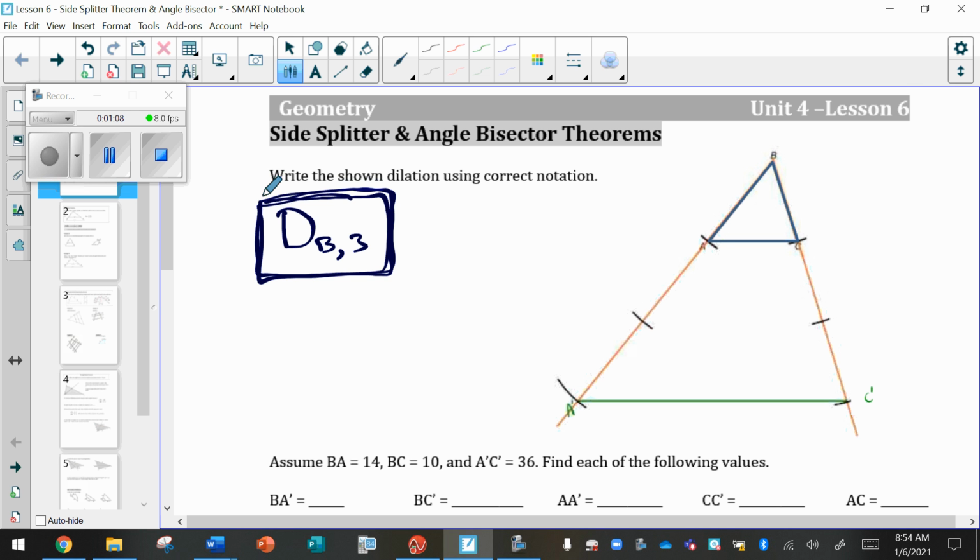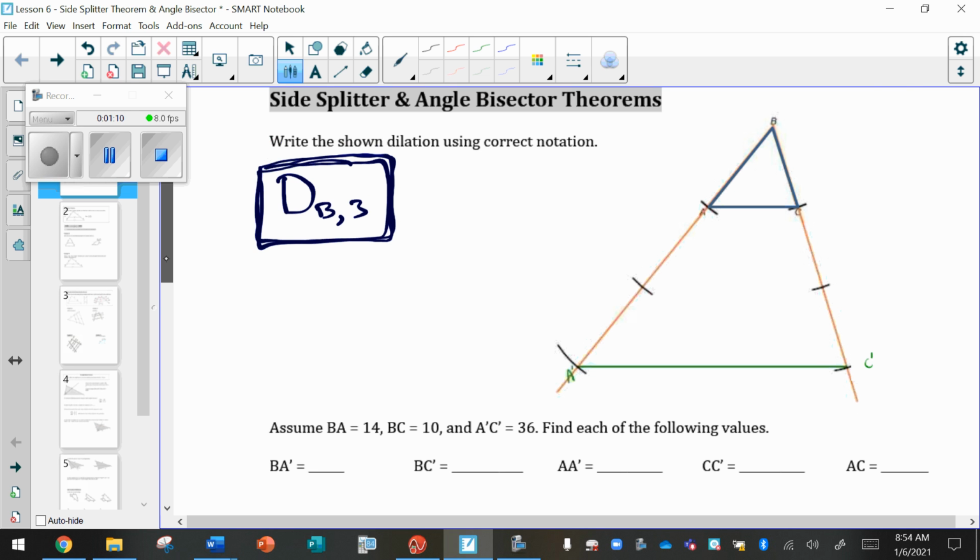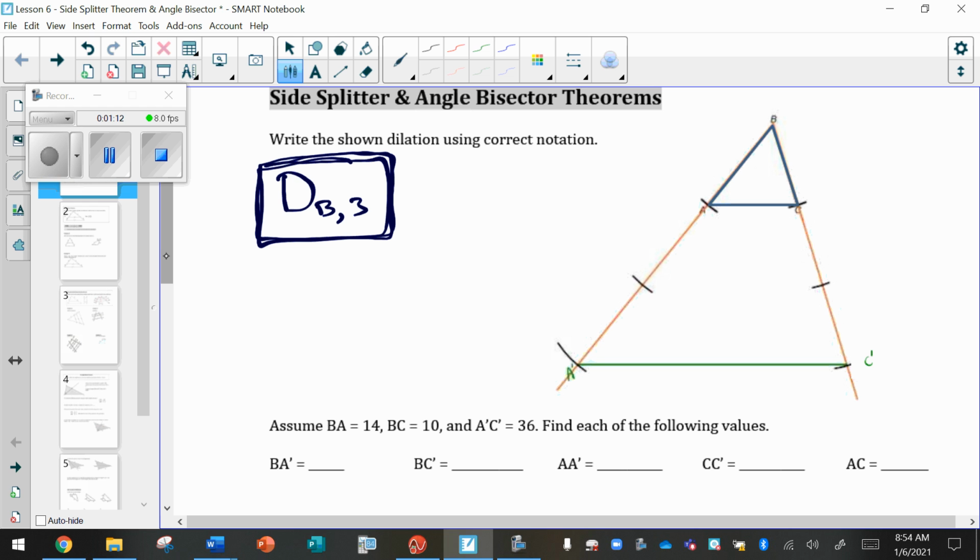Now let's take some given lengths, knowing that our scale factor is 3. And how do we know the scale factor is 3? Well, I found the scale factor 3 because I see 1, 2, 3 compass marks extending side BA to create side BA prime. Same thing on the right-hand side. 1, 2, 3 construction arcs that would be made from a compass extending side BC to create side BC prime.